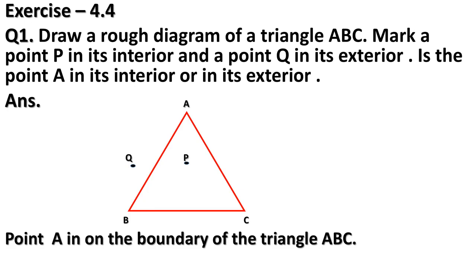Now see point A, it is the vertex of the triangle. Okay, so it is neither in the interior nor in the exterior. It is on the boundary of the triangle. It is on the boundary of triangle ABC.